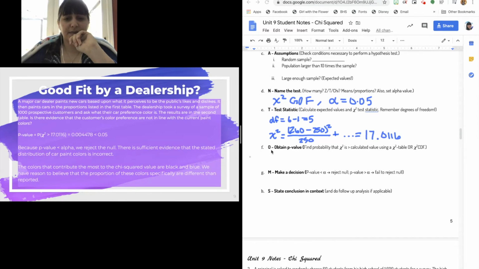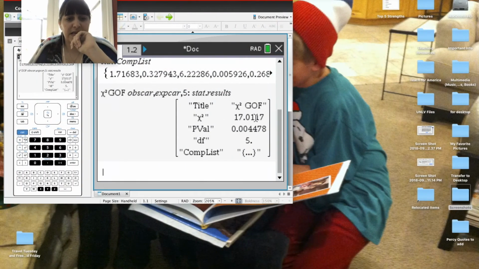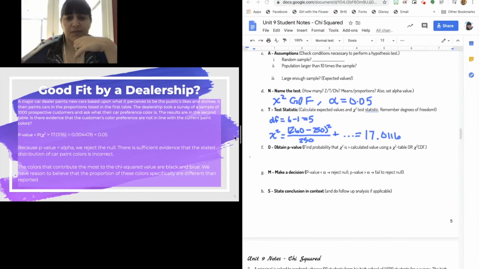Next comes the p-value part. And if you remember, see here, it gives you the p-value when you run the test. So that is your p-value. So you don't have to do anything else in your calculator. You don't need a table. This will give everything to you, which is really awesome. Okay, so your p-value here is, remember, you have to write the probability notation though. So we're finding what's the probability that chi-squared is greater than 17.0116.